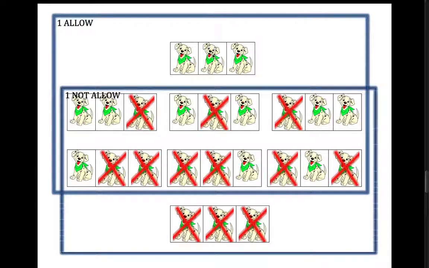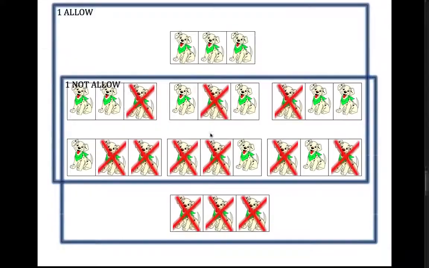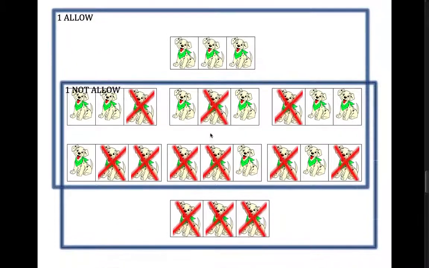Similarly, if I look for the case where one allow is false, that's this guy out here, down at the bottom. But this one is still in one not allow. So it's really easy to get inside both sets, but it's not possible to get in neither, like we could with every and no, right? We could easily find spots where we weren't in either set, but that's not the case for one allow and one not allow. And that's what a subcontrary is. They can be true at the same time, but they can't be false at the same time.